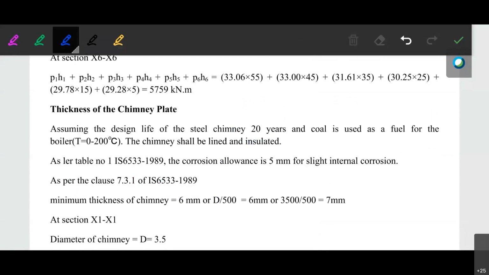Okay, again if you are not given any value, in that case consider the design lifespan of the particular chimney as 20 years, as well as coal used as the particular fuel, because this particular condition is your critical condition. Okay, in this particular case. Okay, so again for the 20 years and the coal is used.